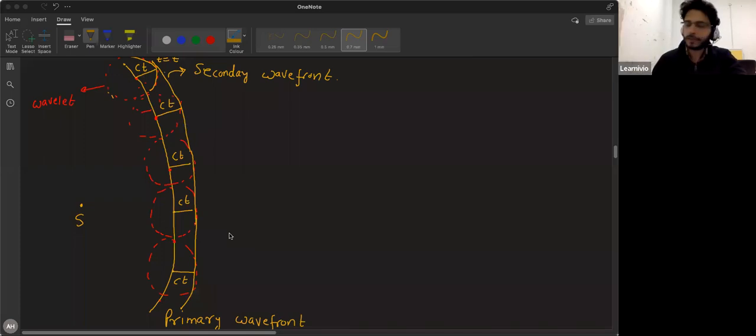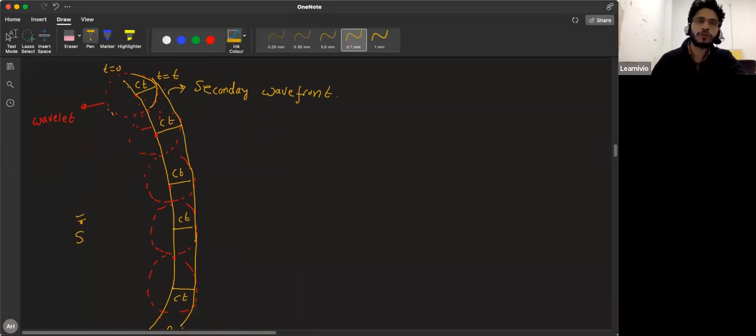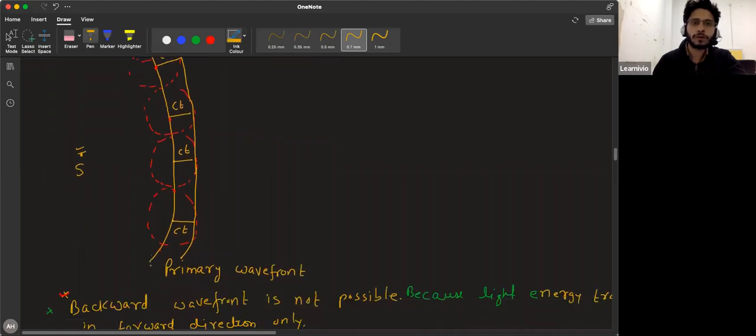So Huygens says that the source that you have will generate a wavefront. This is the wavefront, and he called this wavefront the primary wavefront. This is the primary wave.